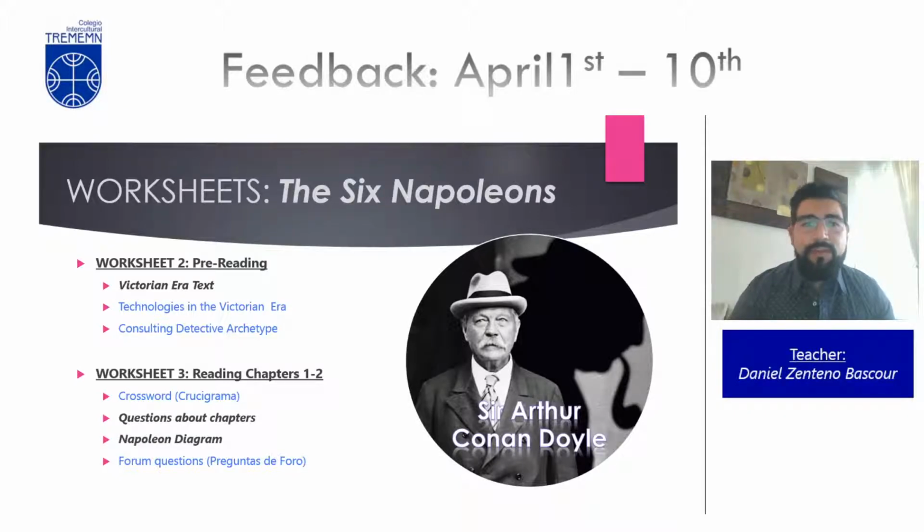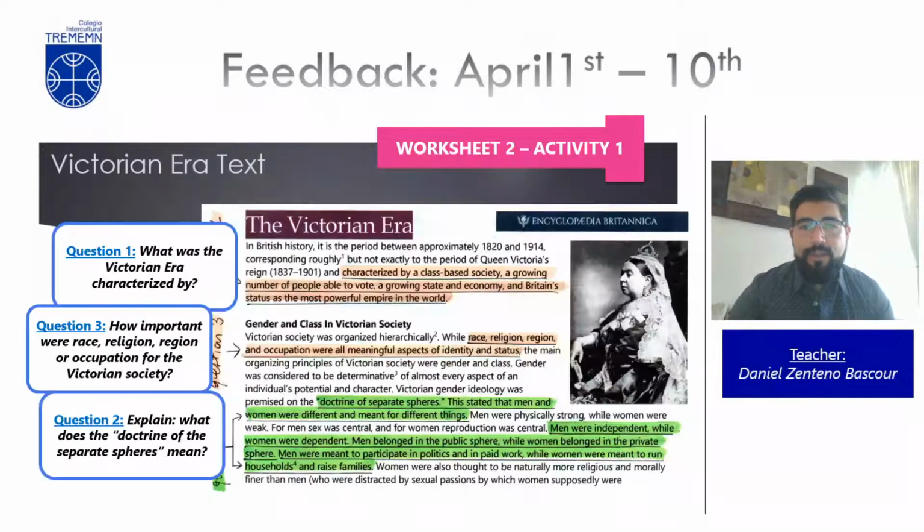The ones that we're going to have a look at are the Victorian era text, questions about the chapter, and the Napoleon diagram. The other ones, the technology in the Victorian era and so on, you can revise on your own, as I said. To start with, the Victorian era text: as you can see here, I highlighted certain parts which answer the questions.